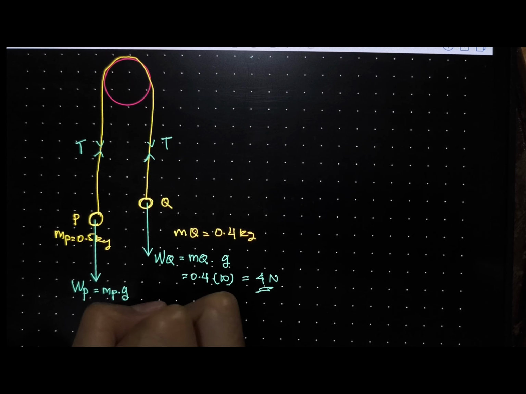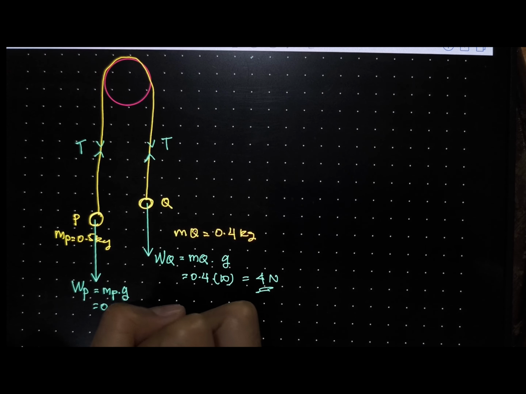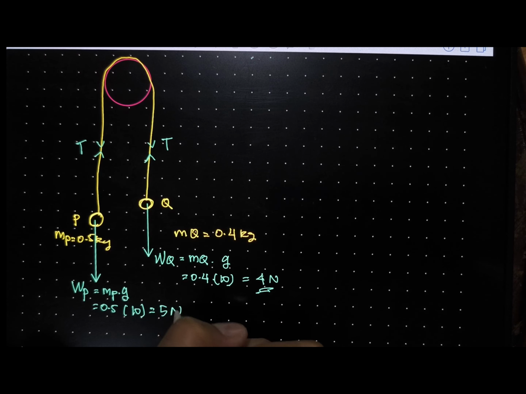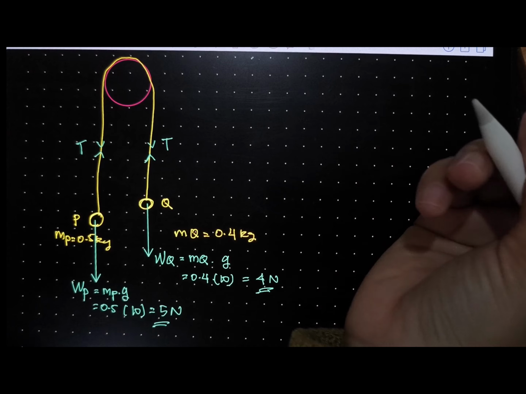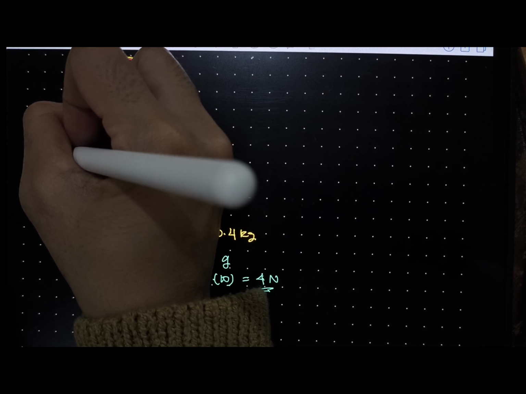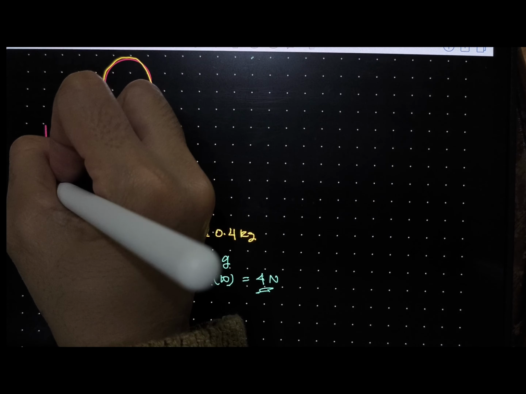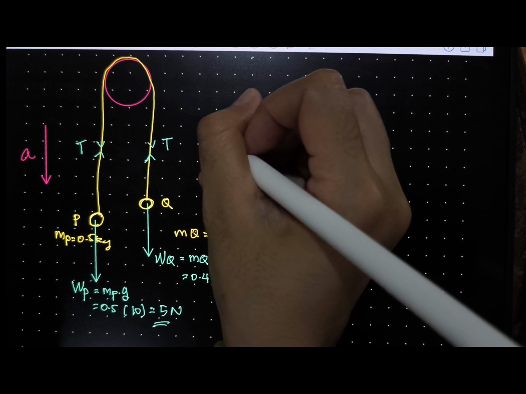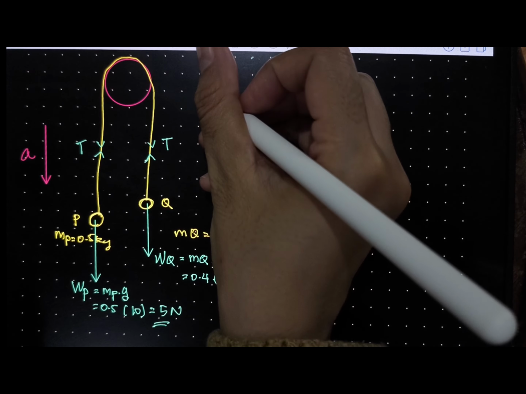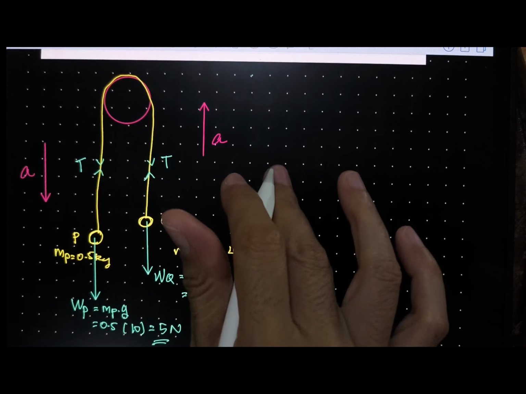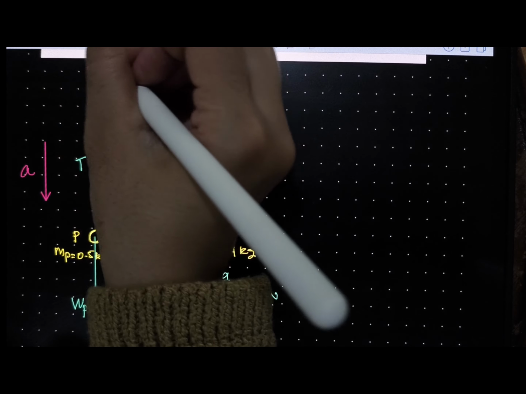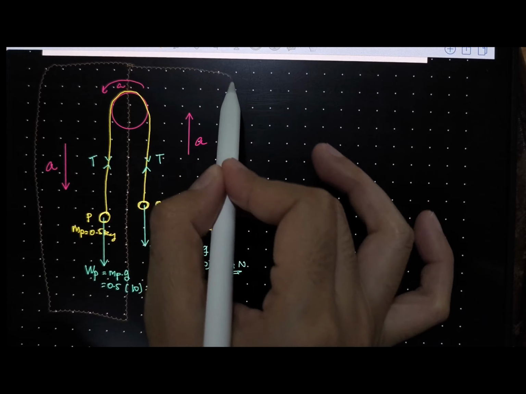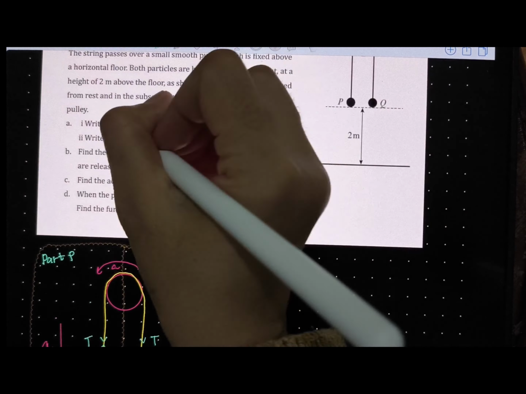The string is assumed to be light and inextensible. Therefore, we can say that the tension in both particles is the same and the acceleration of both particles is also the same. But since P is heavier than Q, we can say that P must move downward while Q must move upward. However, the acceleration values are the same even though they have different directions. Because of this, we cannot solve them together in a single equation. Now let's divide them into two parts, one for P and one for Q.